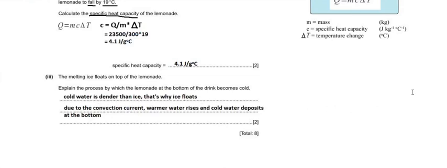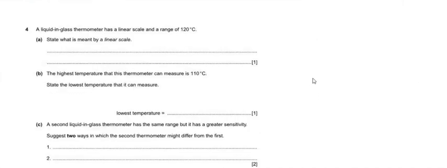Now we will move towards our last problem. So here is question number 4. A liquid in glass thermometer has a linear scale and the range of 120 degrees Celsius. So what is meant by the linear scale? So I already told you the linearity, meaning if there is the same expansion of the liquid in this liquid in glass thermometer for same temperature range.